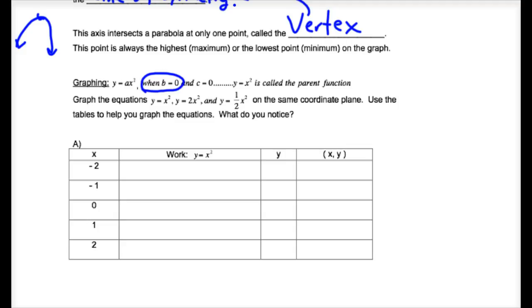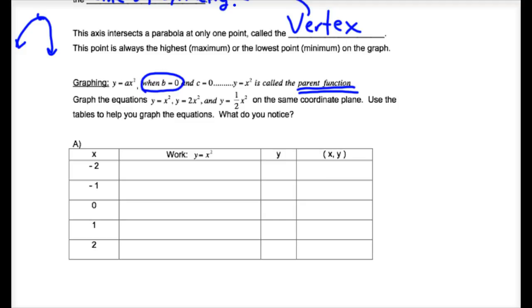Okay. Well, we're going to eventually have a c today. But right now we're going to do one where c is 0. So it's just y equals x squared. That is called the parent function. That's the mama or the daddy of everything. The parent function, y equals x squared.